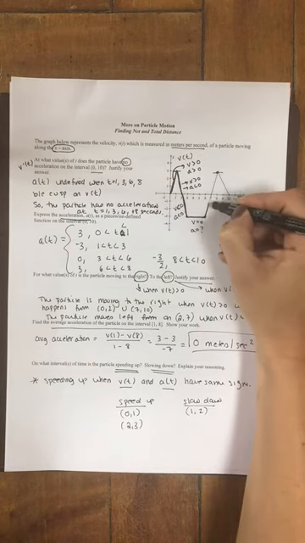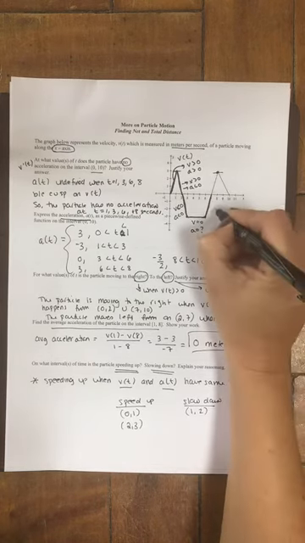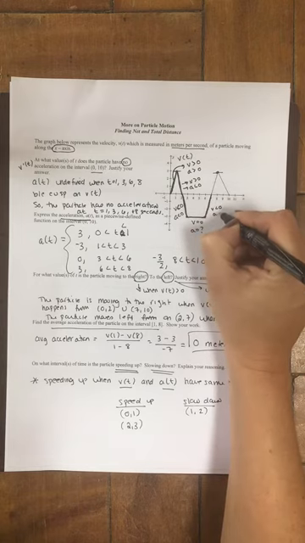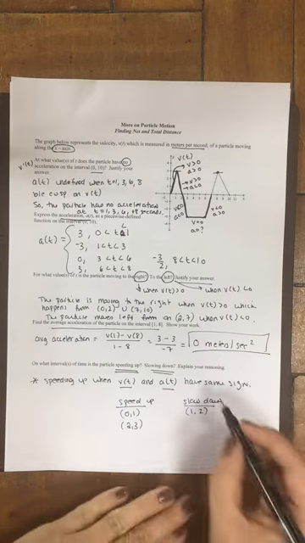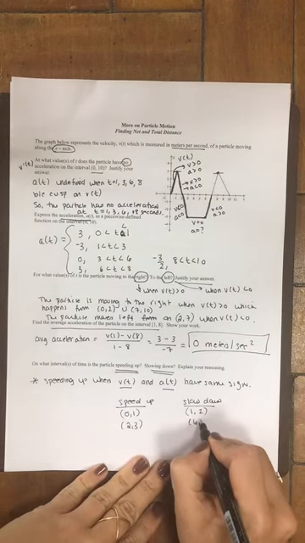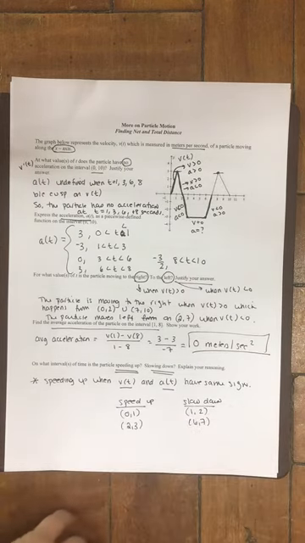Going right along here, velocity is still negative. Acceleration is increasing because the function is increasing. So we're slowing down from 6 seconds to 7 seconds.